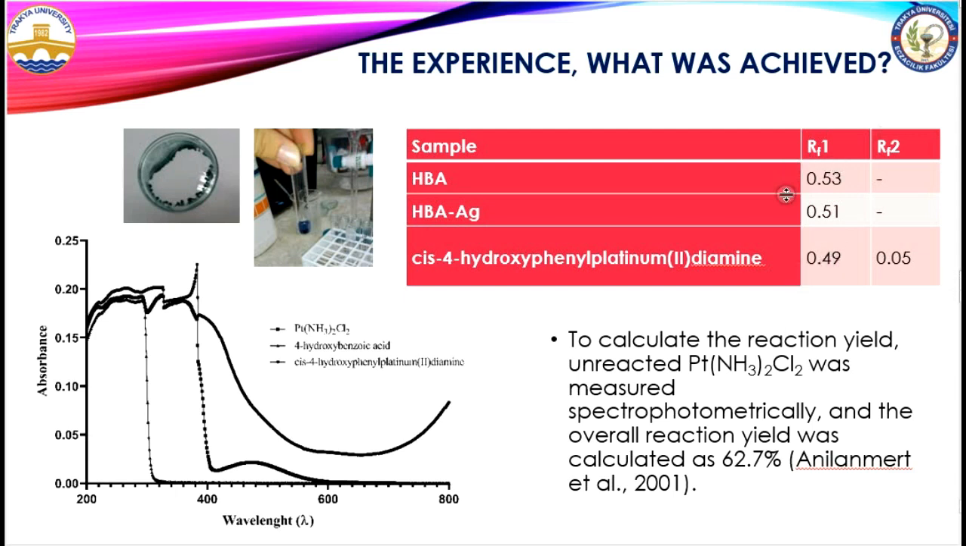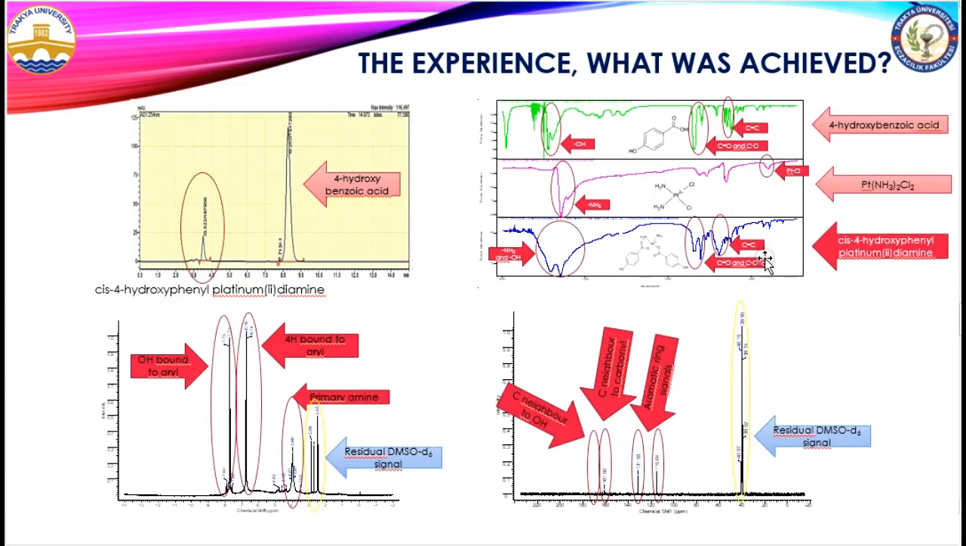To calculate the reaction yield, unreacted cisplatin was measured spectrophotometrically, and the overall reaction yield was calculated as 62.7%. As can be seen from HPLC results, there are two peaks at 3.5 and 8.2 minutes, which belong to the novel compound and 4-hydroxybenzoic acid respectively.